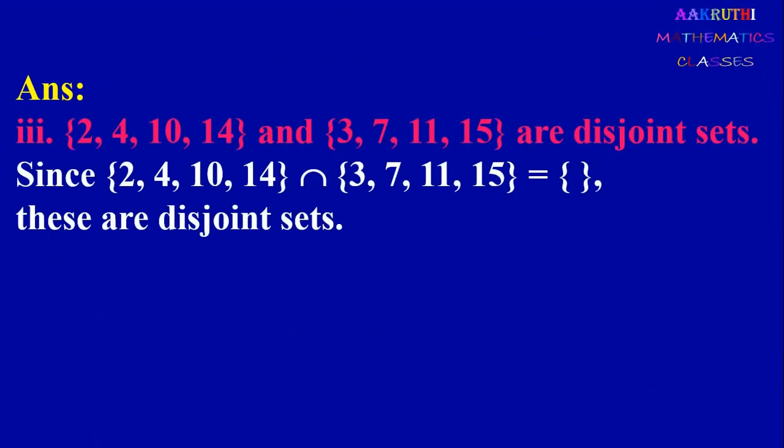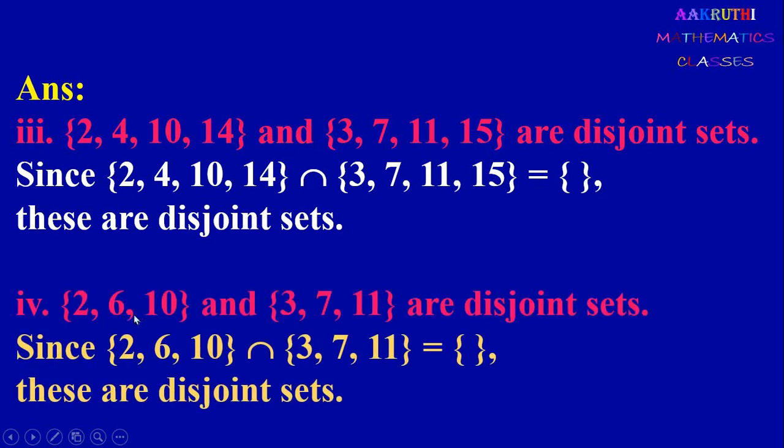So next question, it is 2, 4, 10, 14 and 3, 7, 11, 15 are disjoint or not. Now here there is no common element in these two sets. Here we have 2, 4, 10, 14 and here it is 3, 7, 11, 15. There is no common element. So intersection is empty set. When intersection is empty set, they are disjoint sets. So therefore these two sets are disjoint sets.